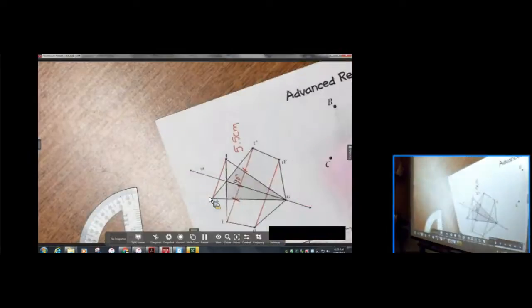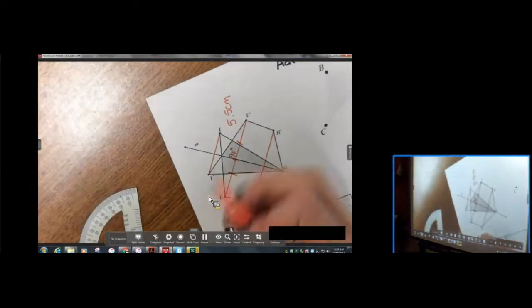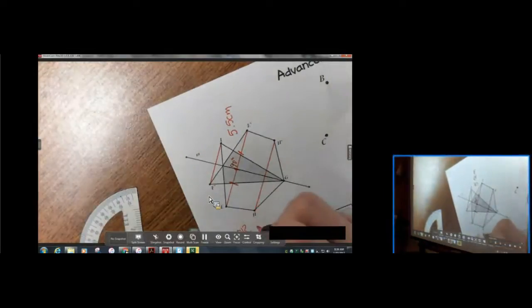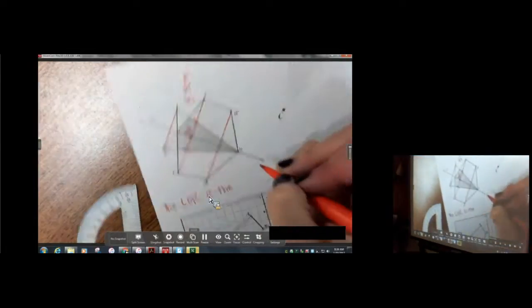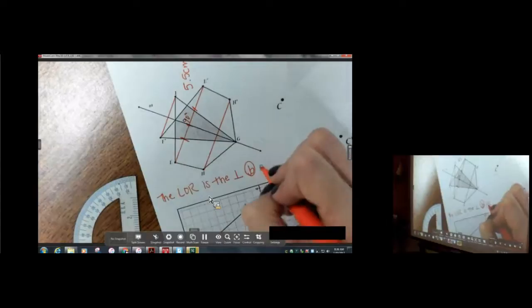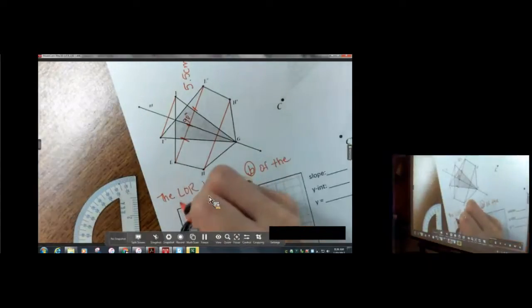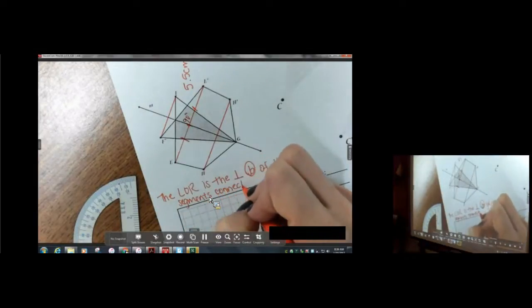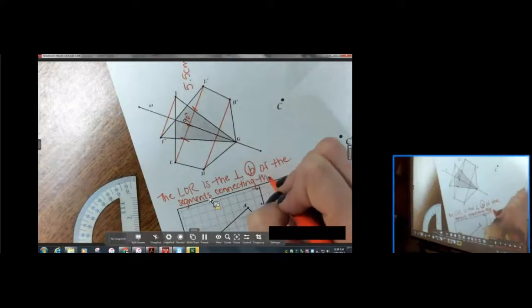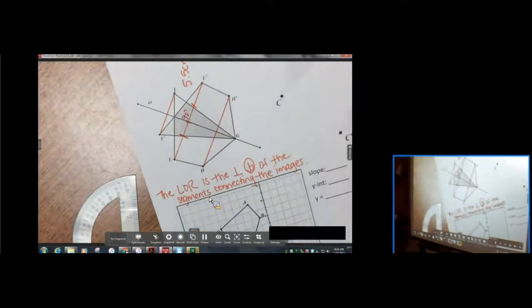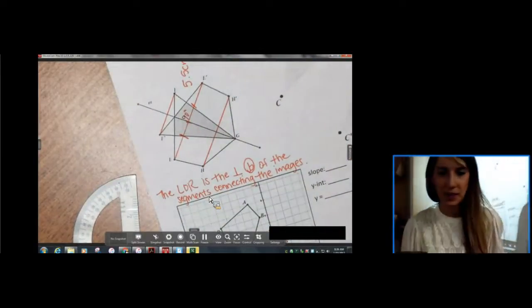Underneath your picture, I want you to write a sentence. Do you mind if I put LOR? It's not Lord of the Rings. Line of reflection. The line of reflection is the perpendicular bisector of the segments connecting the images, and we'll know that it's connecting the corresponding points on the images. We don't want our sentence to have too many words and confuse ourselves.